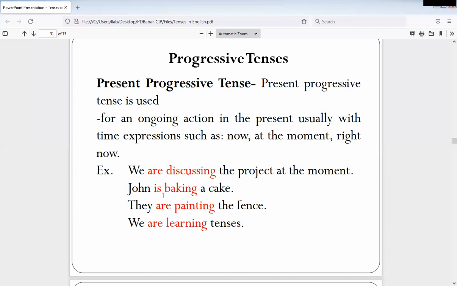We are learning tenses. At this moment, we are learning the tenses. The action of learning the tenses is going on at this moment, right now. So that's why it comes under the present progressive tense.